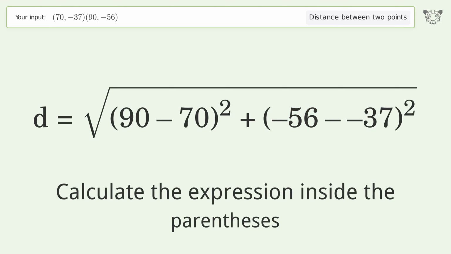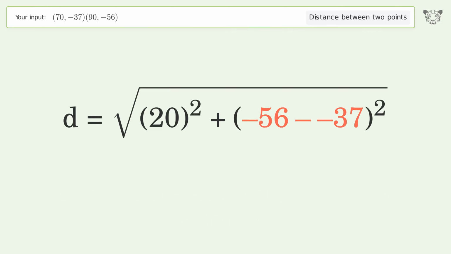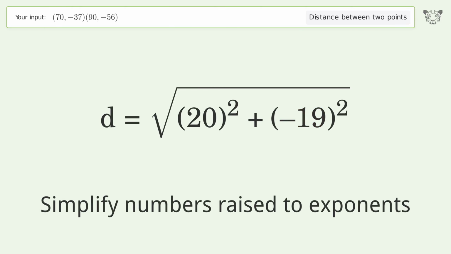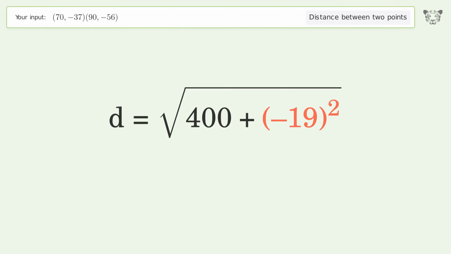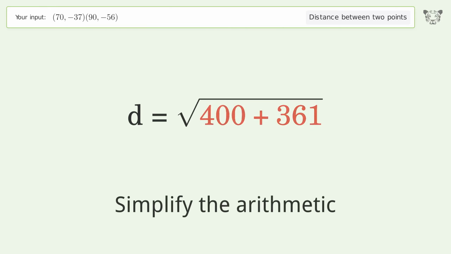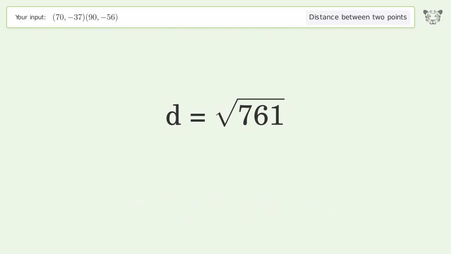Calculate the expression inside the parentheses. Simplify numbers raised to exponents. Simplify the arithmetic. And so the distance between the 2 points is the square root of 761, or 27.586.